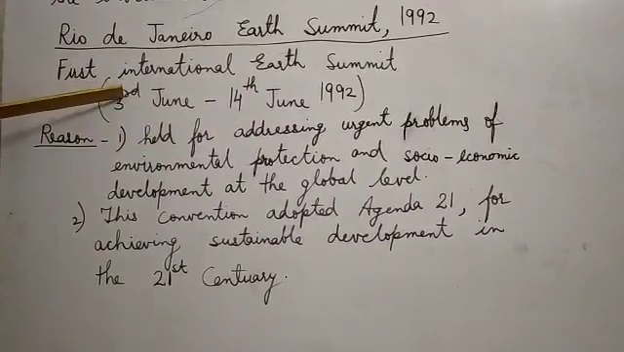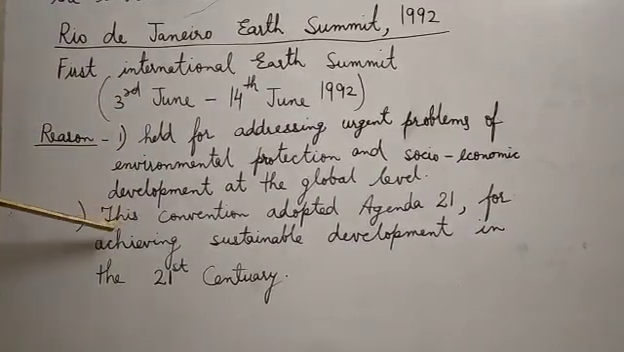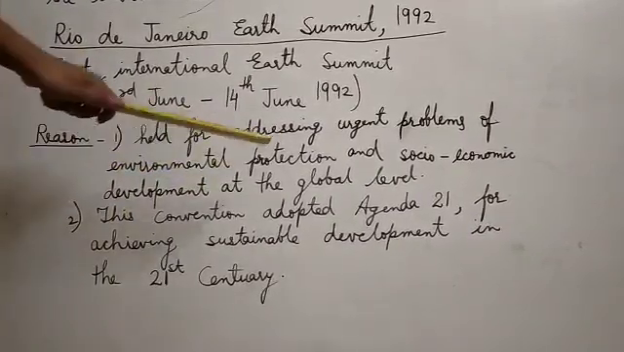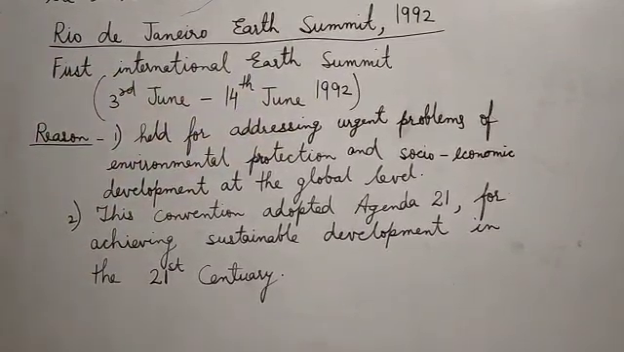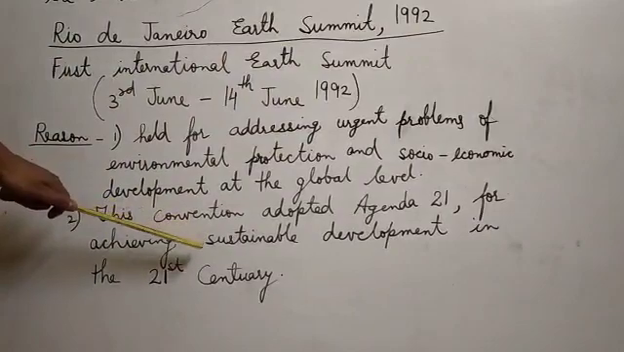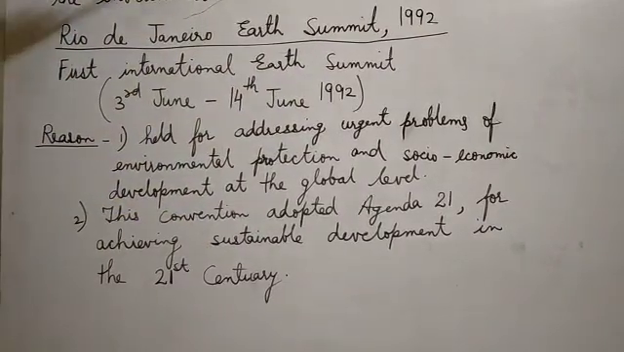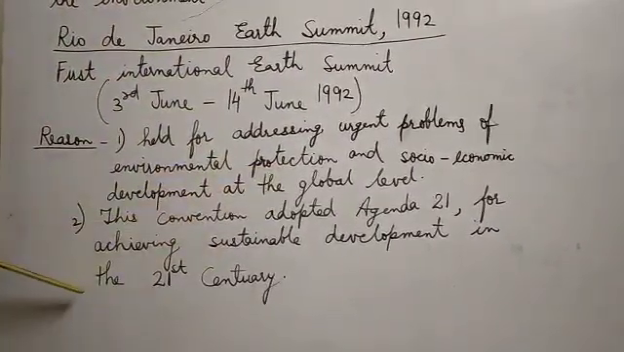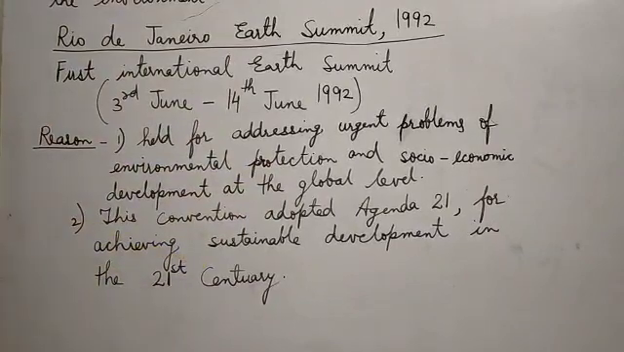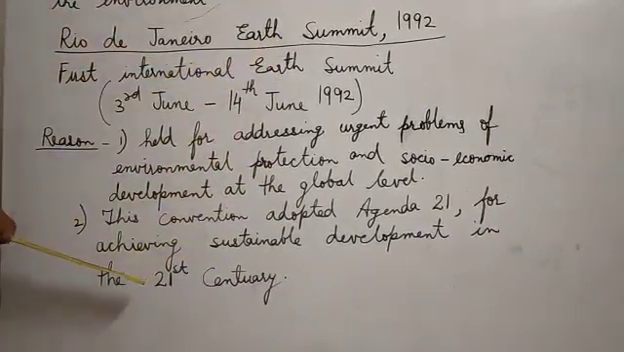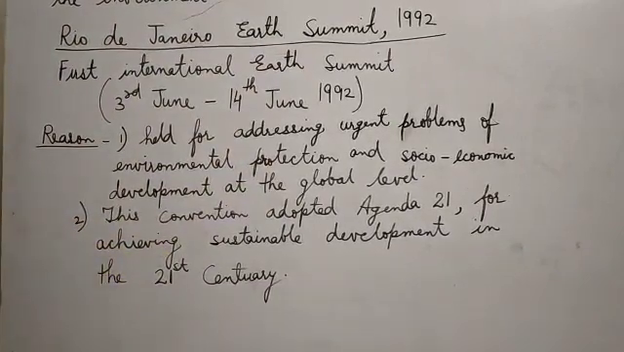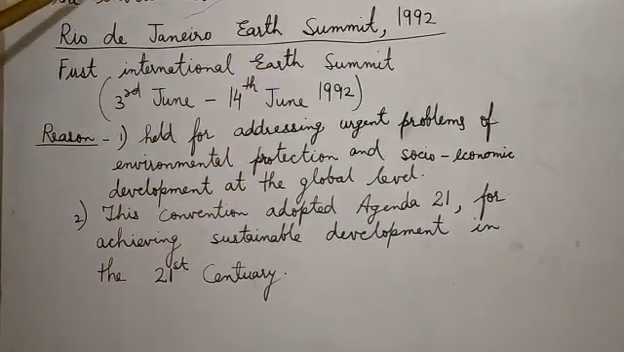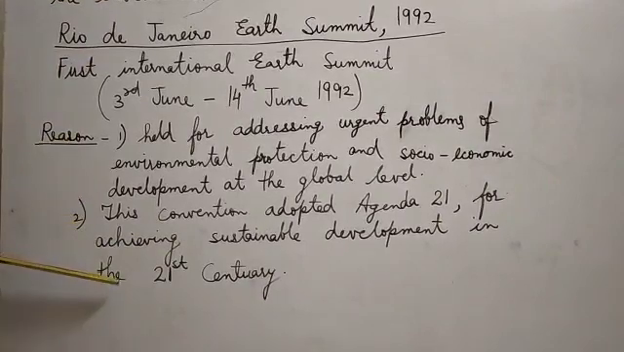This convention also adopted, finally, at the end, Agenda 21. It was for achieving this goal, that is sustainable development in the 21st century. This was the end of the 20th century. Now we're entering into a new century, the 21st century, so that we can conserve resources for us and for the future.